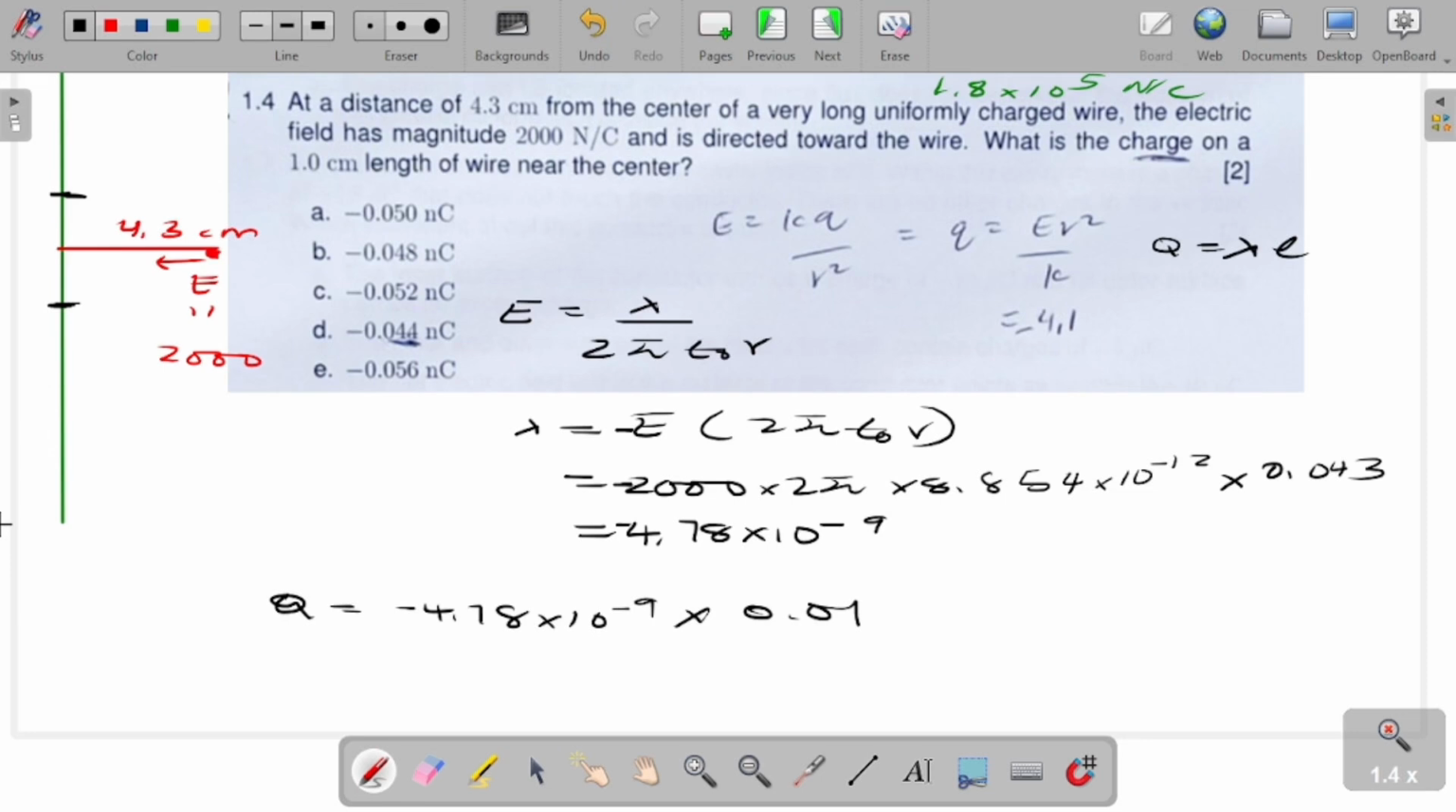So what do you guys find? Negative 4.78 times 10 to the power negative 11 coulombs. But our answers are given in nanocoulombs. So what we can do is, how do we change this, guys?